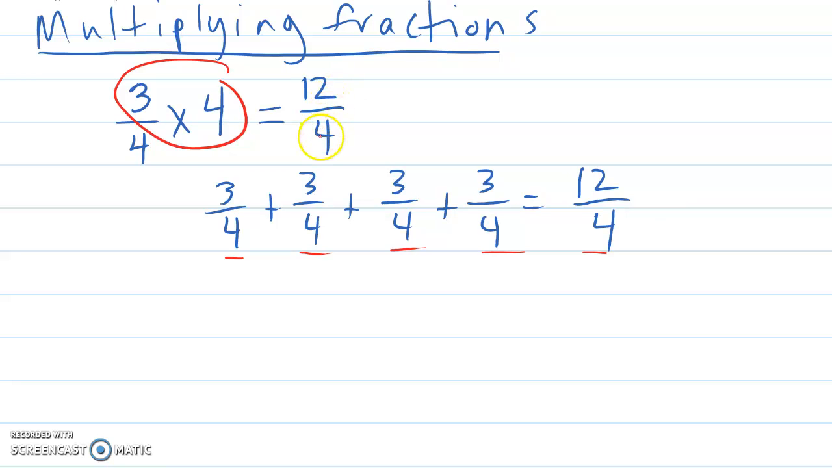Of course, we cannot leave 12 fourths, so we have to figure out how many wholes that is. We can skip count. We find out that that is 3 wholes.